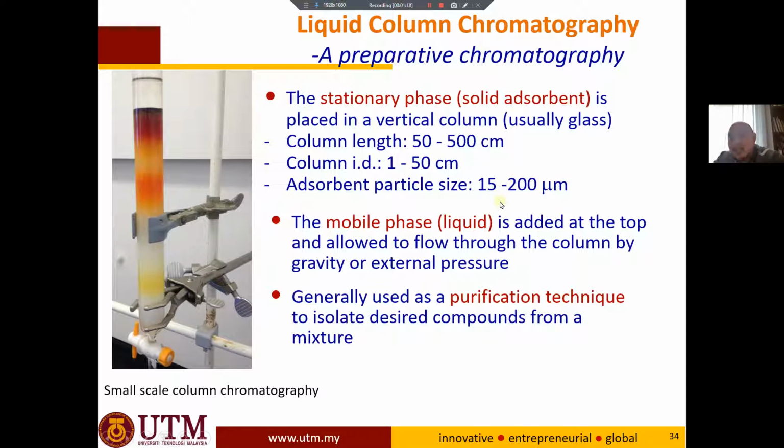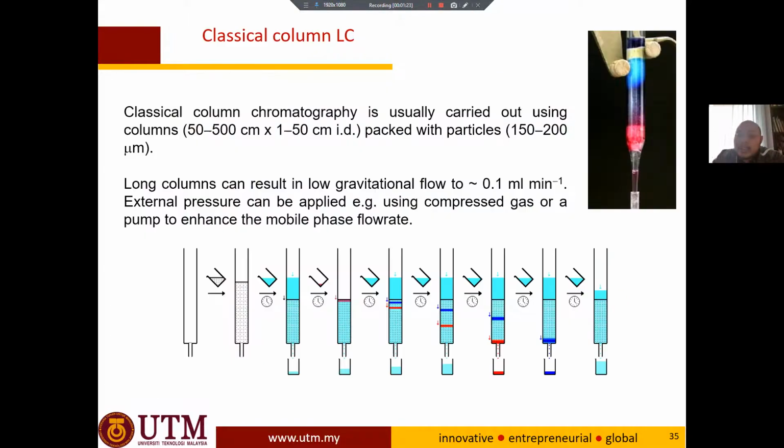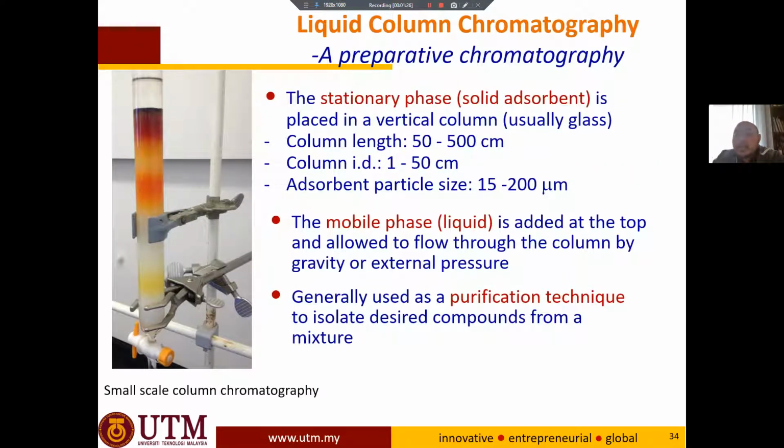But you need to understand. For example, if the ID is bigger, we need to put in more packing material. The column length is longer because we want to allow better separation. The absorbent particle size must be smaller because we need to pack it very well so that we can separate our compounds or solutes better. The mobile phase is added at the top and allowed to flow through the column by gravity or external pressure.